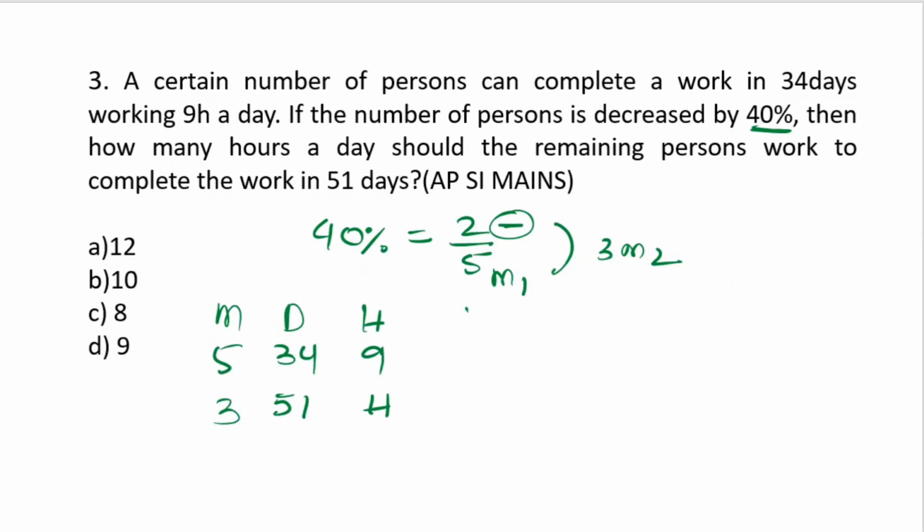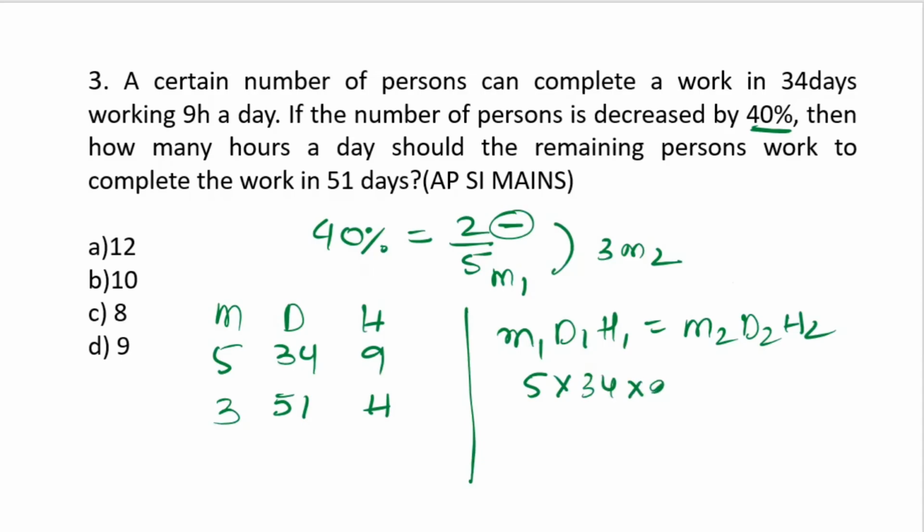So just substitute in the formula: M1 D1 H1 is equal to M2 D2 H2. What is M1? 5 into 34 into 9 is equal to 3 into 51 into H. So 17 into 2 is 34, and 17 into 3 is 51.